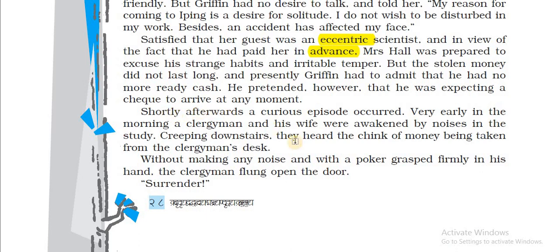Shortly afterwards, a curious episode occurred. Very early in the morning, a clergyman and his wife were awakened by the noises in the study. Clergymen are the people who work in the church. That means they were woken up by the noises which were coming from their study. Creeping downstairs, they heard the clink of money being taken from the clergyman's desk.